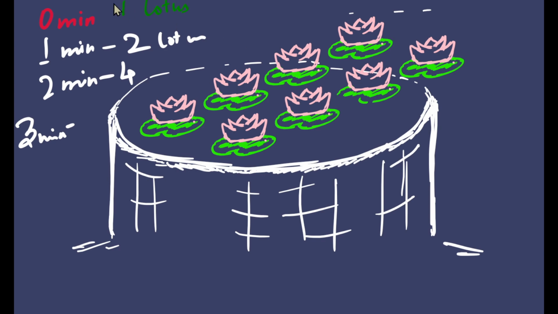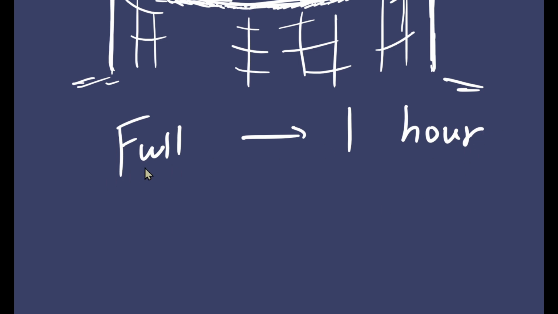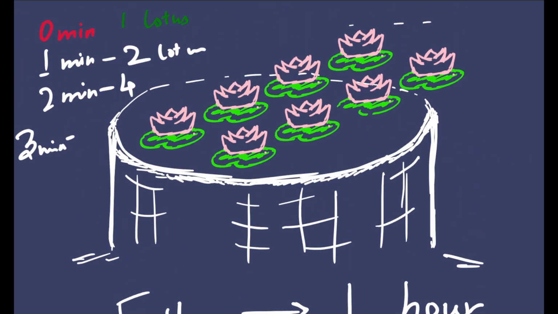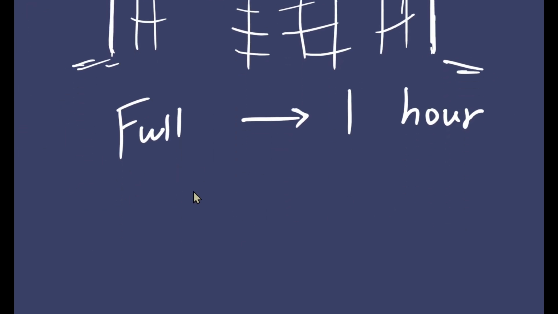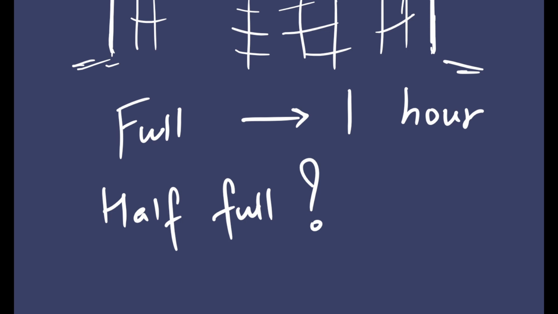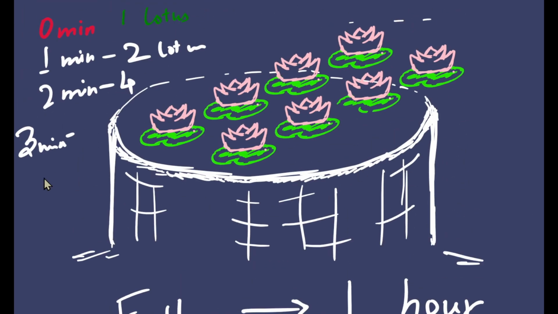So my question is, if the pond is full of lotuses at 1 hour, so after 1 hour the pond cannot fit any more lotuses and it is full, what would have been the time when the pond was half full, or at which minute will the pond have been half full?